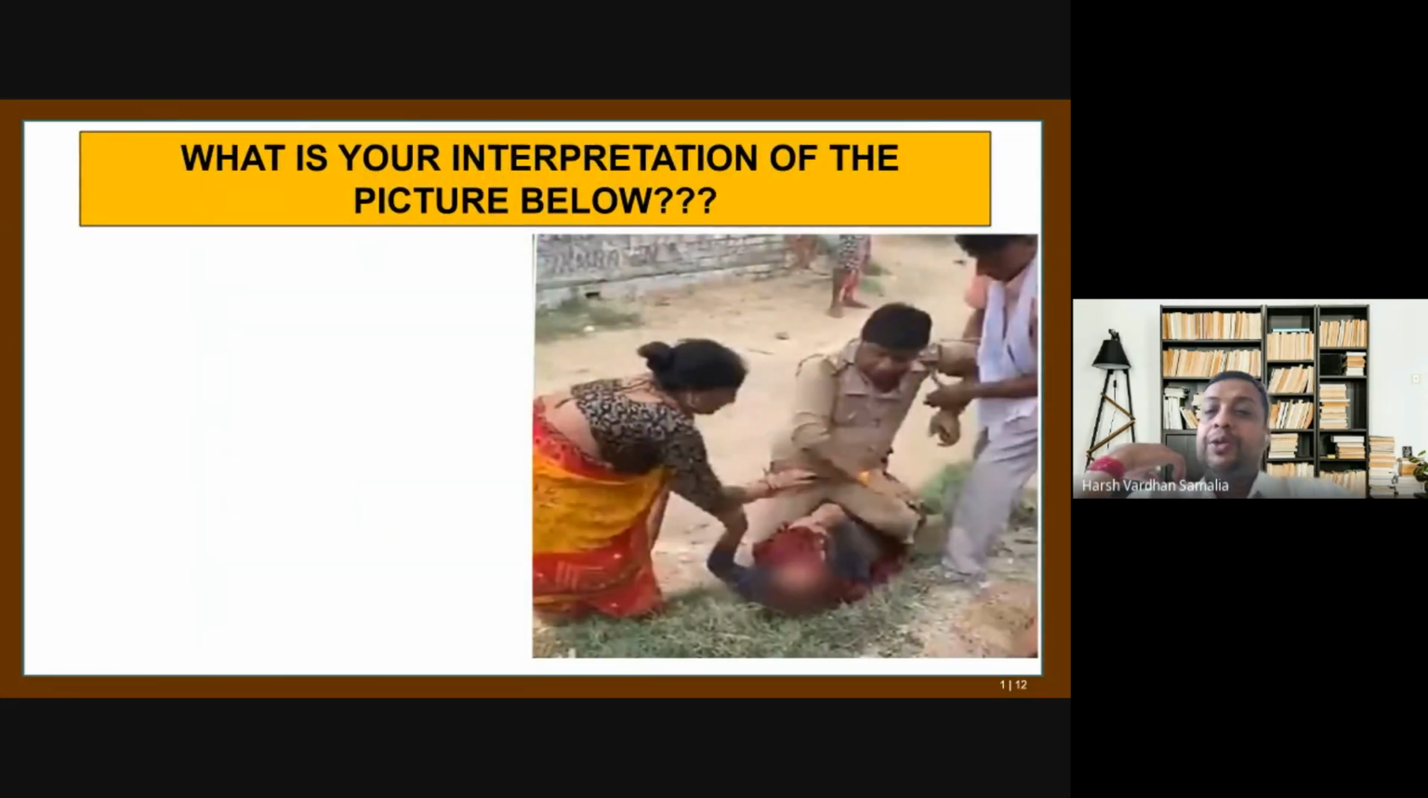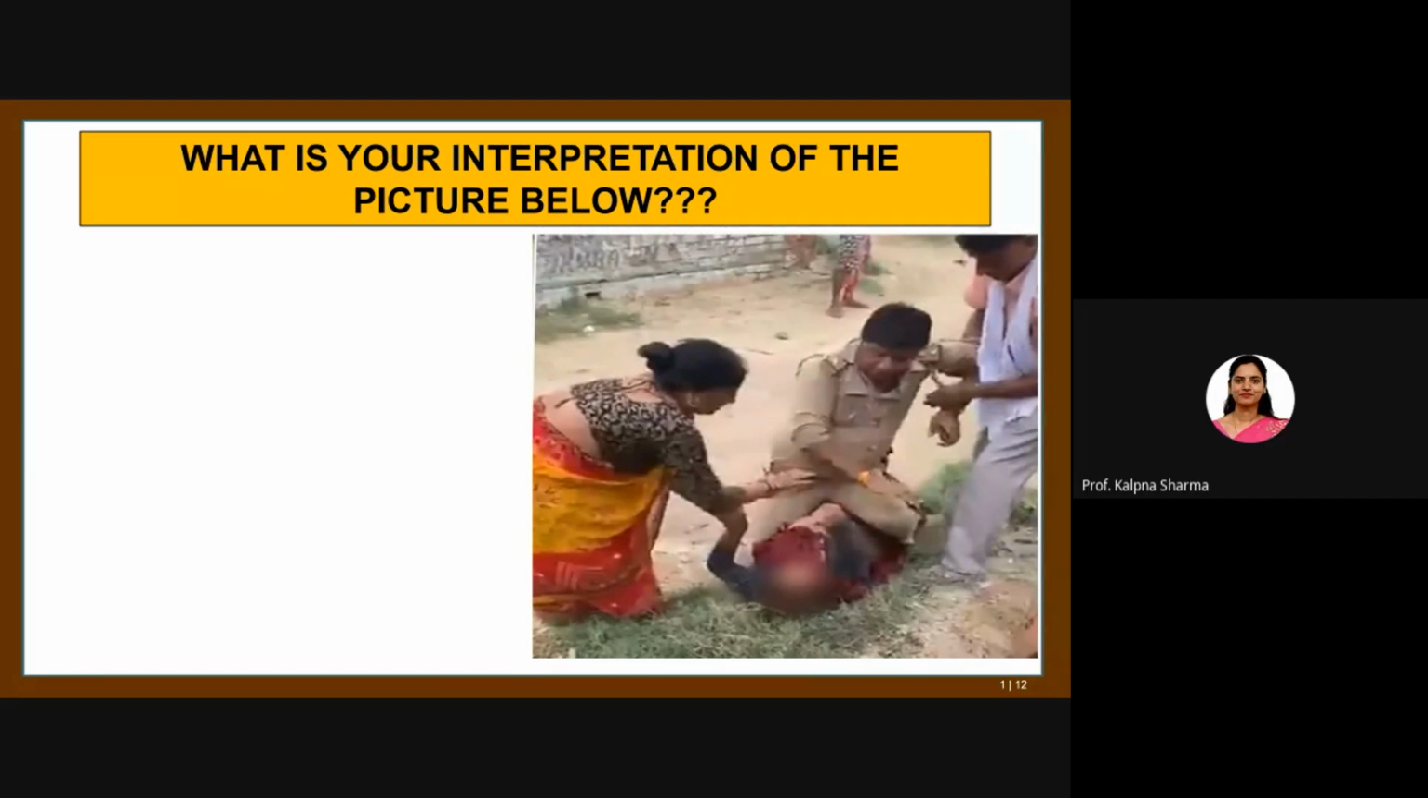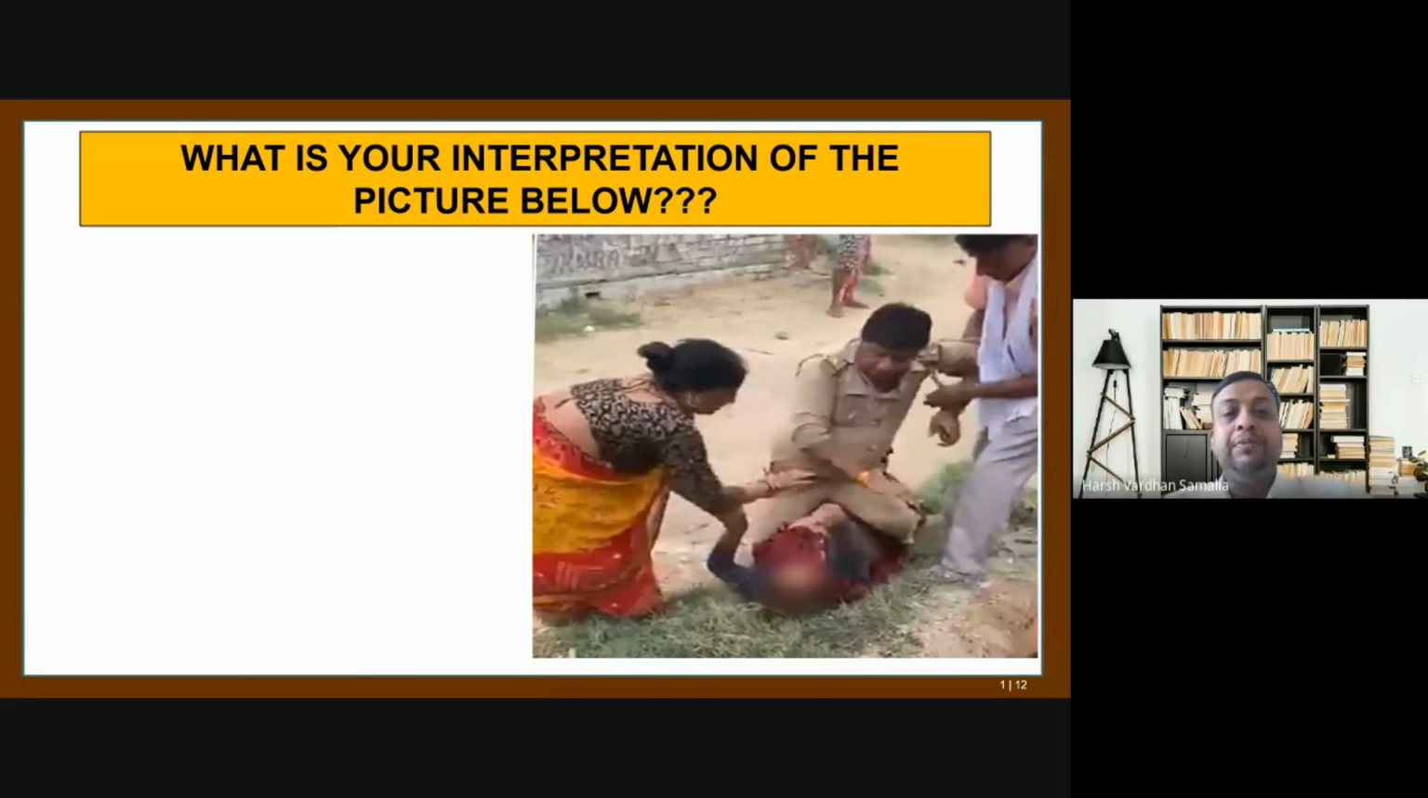Okay, another question to you. What is happening, as per your interpretation? What are you able to see in this particular picture? Anyone? Kalpana ma'am, Alok sir. Some fight is going on. Okay, so the fight is between whom and whom?